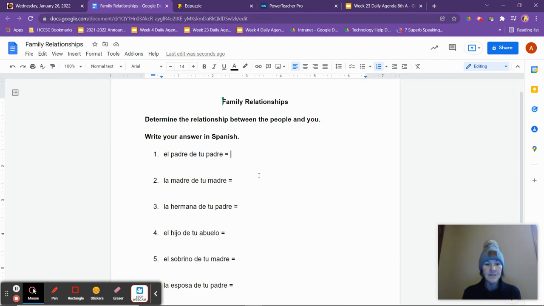It might help you to write down the words in English, like el padre, translate that de to your padre, so the father of your father, and then write that answer in Spanish. If it helps you to put it in English and then in Spanish, that's fine. Just make sure you do have the answer in Spanish and spelled correctly.